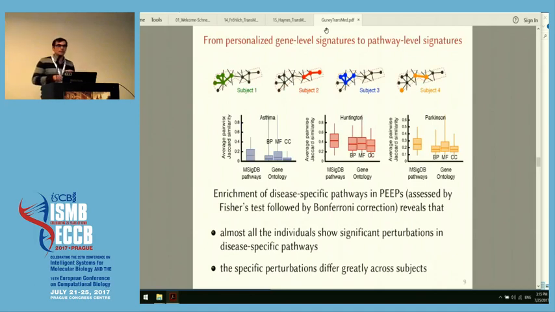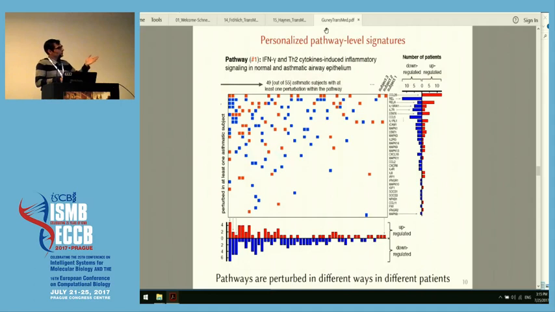The next question is, are these perturbations falling under the same biological pathways? When we look at it, we see that yes, in almost all the individuals, the pathways involved in the disease contain these individual perturbation profiles. But again, most of these perturbations are somewhat mutually exclusive. They fall into the same pathway, but they cover different parts of the pathway. Here is an example, cytokine-induced inflammatory signaling in asthma, and we see that there are many genes that are covered in different samples.